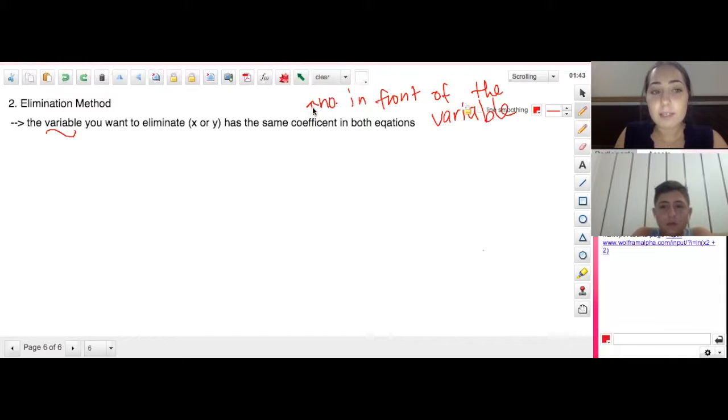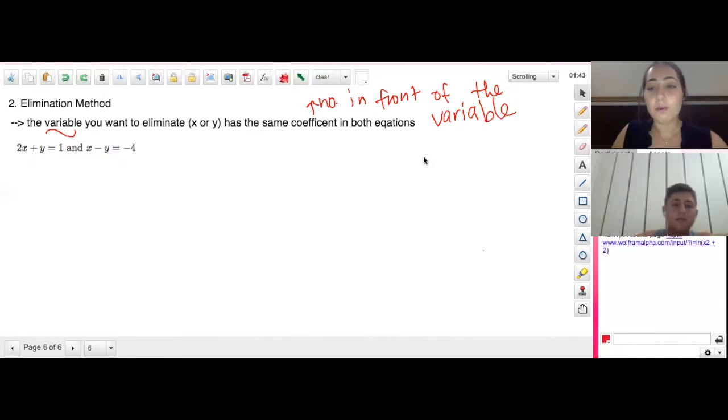So they have to have the same coefficient in both equations. And what that means is that once they have the same coefficient, you can eliminate them out of the equation.